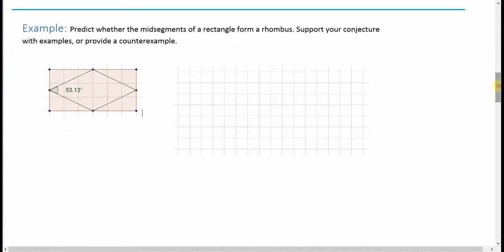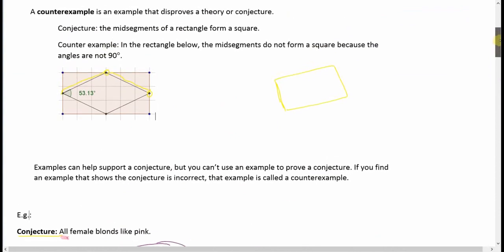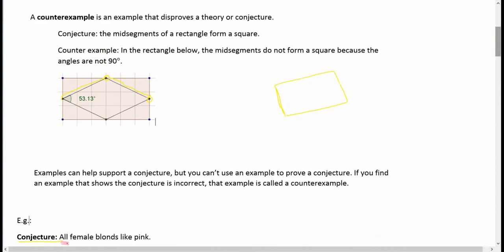Now, if we go back to this example we saw up here, the conjecture was the midsegments of the rectangle form a square. And we could see right away it didn't form a square. But if we look at this shape, we can see it does form a parallelogram. And I think it actually forms a rhombus. Look at the lengths here. They all seem to be over 3 and 1.5. I think it actually forms a rhombus.